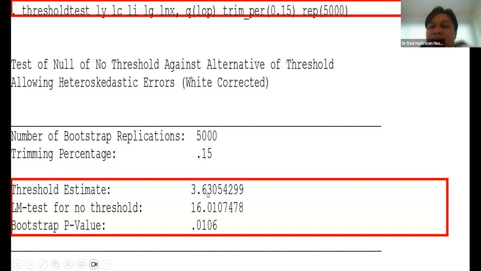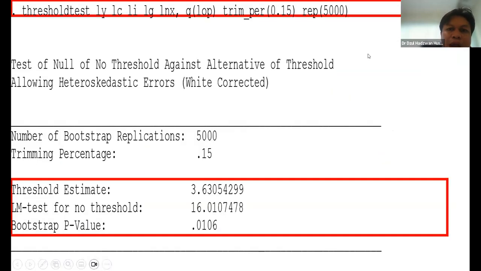So refer back to the table that I've given from my paper. This is the bootstrap value, the bootstrap p-value. As you can see, this one is significant, right? Meaning to say that the threshold effect exists in our model. So if the threshold exists in our model, another question is the turning point. The threshold value is 3.63054299 in log term. Remember that our threshold variable is oil price, so this actually stands for the oil price series.